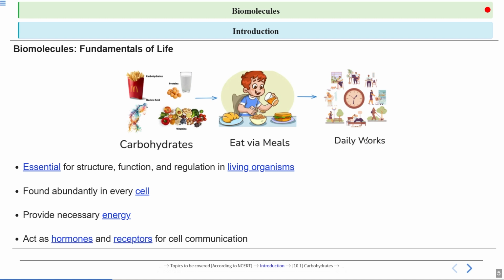Now biomolecules can act as hormones and receptors that allow cells to communicate with each other. So hormones are chemical messengers, while receptors receive these messages and trigger responses. So this communication is crucial for processes like growth, metabolism, and responding to the environment.